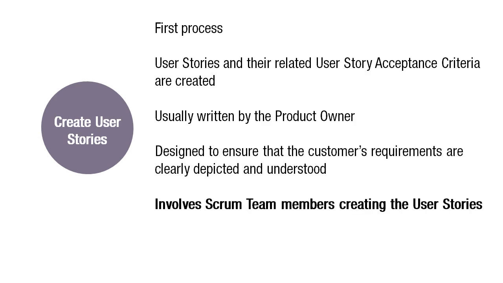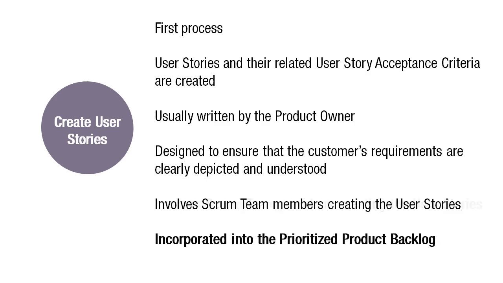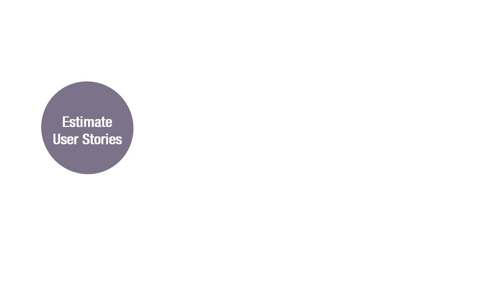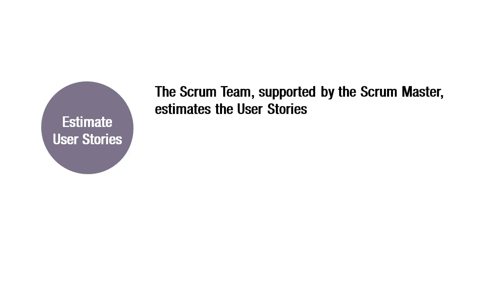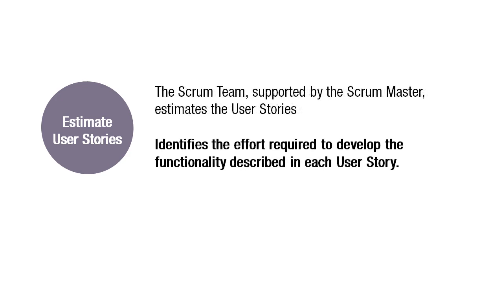User story writing exercises may be held. This involves Scrum team members creating the user stories. User stories are incorporated into the prioritized product backlog. The next process is Estimate User Stories. In this process, the Scrum team, supported by the Scrum Master, estimates the user stories and identifies the effort required to develop the functionality described in each user story.